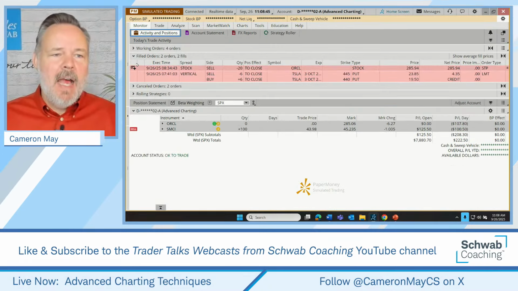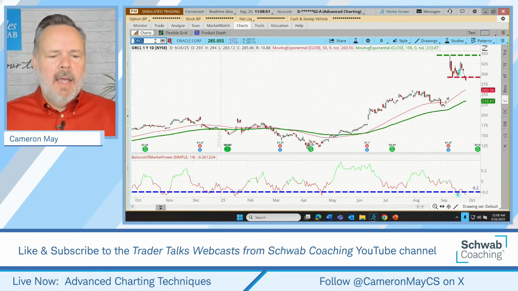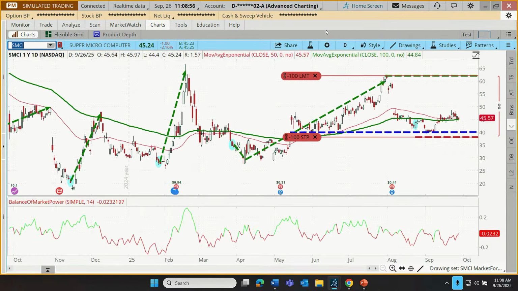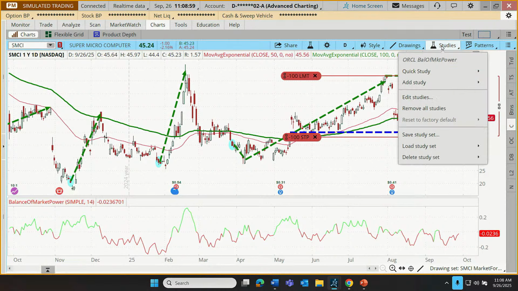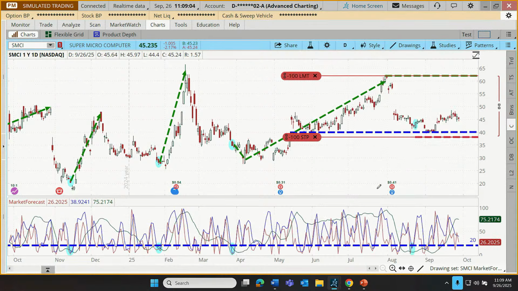Next position was SMCI. That is, we have 100 shares on SMCI. What led to the acquisition of that? What was the plan with SMCI? Well, if we go up to our studies, let's load up our study set for the SMCI market forecast trade. So this trade was taken on the technical evidence of a market cluster. These don't happen very often, where all three of our oscillators dip down below 20 at the same time. You can see previously on SMCI, that has signaled pretty significant shifts in price. Now, it doesn't always work out this way.